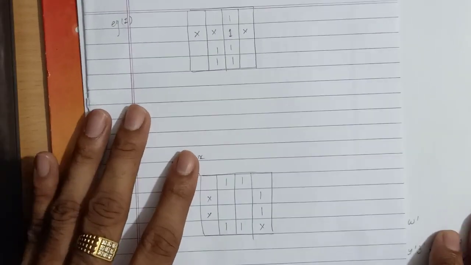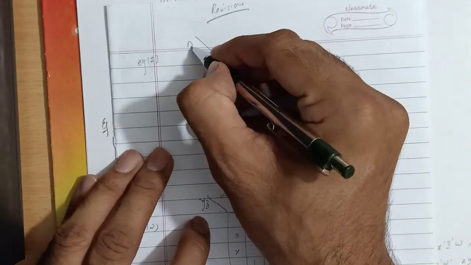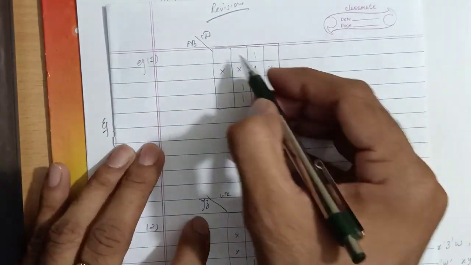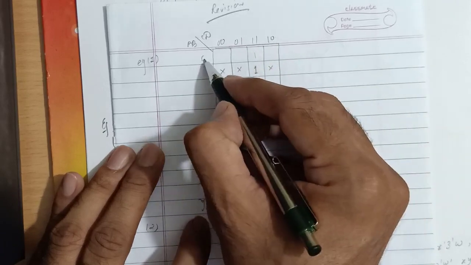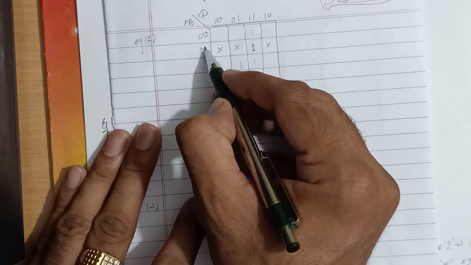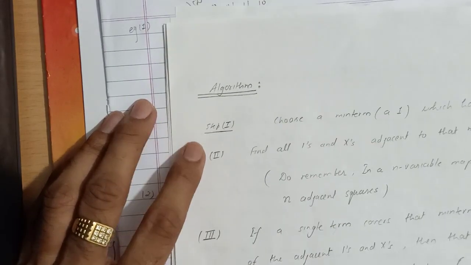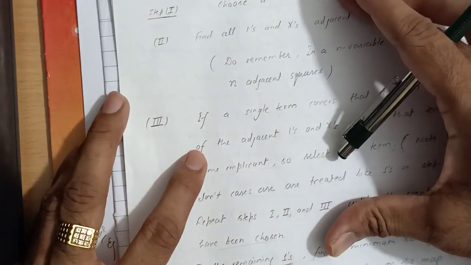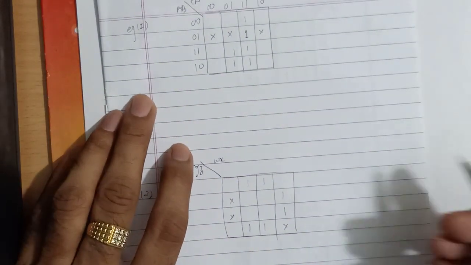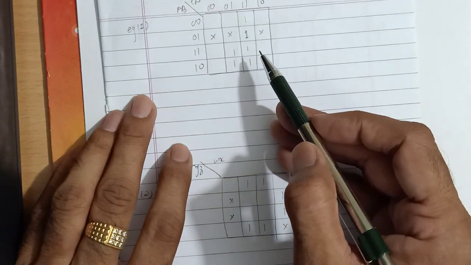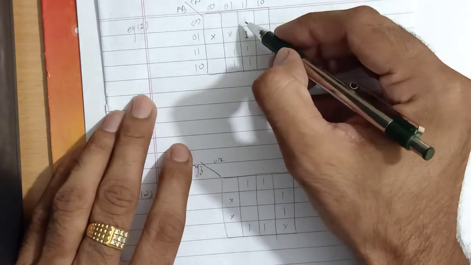Suppose this is our given K-map. We can write 0 0 0 1 1 1 1 0 0 0 0 1 1 1 1 0. Basically we will apply this algorithm in order to solve K-map questions. Firstly we have to choose a one, so we can choose any one here. Suppose I am choosing this one.